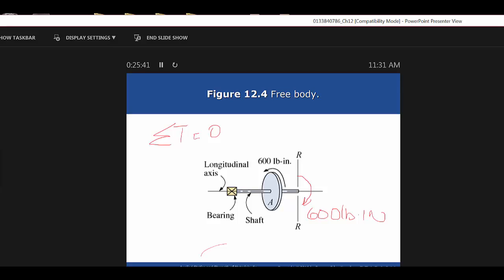Okay, now, seems easy, right? What we're probably going to be charged with is figuring out what that 600 pounds-inches is on that pulley A. That's what we'll end up having to figure out so that we can figure out what that torque is, or that torsion that's going on in the shaft. But probably more importantly, we're going to have to figure out what the stresses are that are involved there, and it's going to be shear stress. Okay, but it's torsional shear.